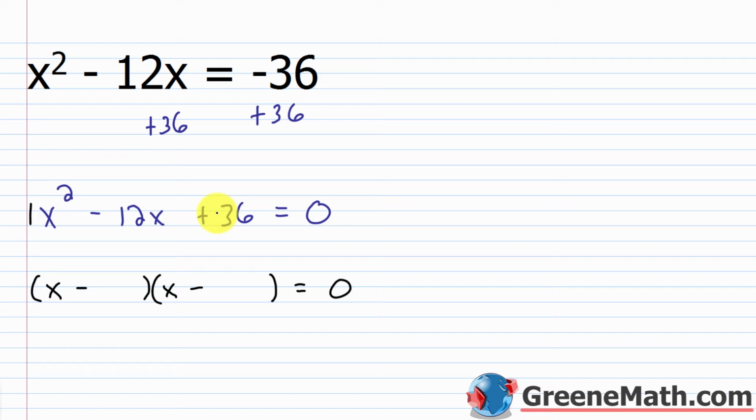So I just need to work out the signs. Remember, we already figured out it's a negative and a negative. So negative 6 plus negative 6 would give me negative 12. Negative 6 times negative 6 would give me positive 36. So x minus 6, that quantity, times x minus 6.